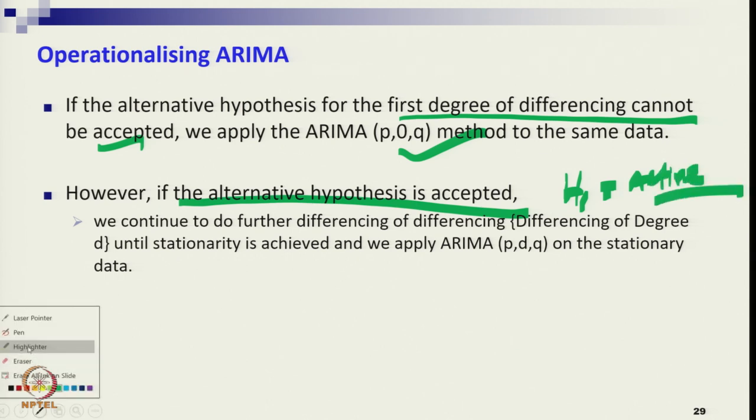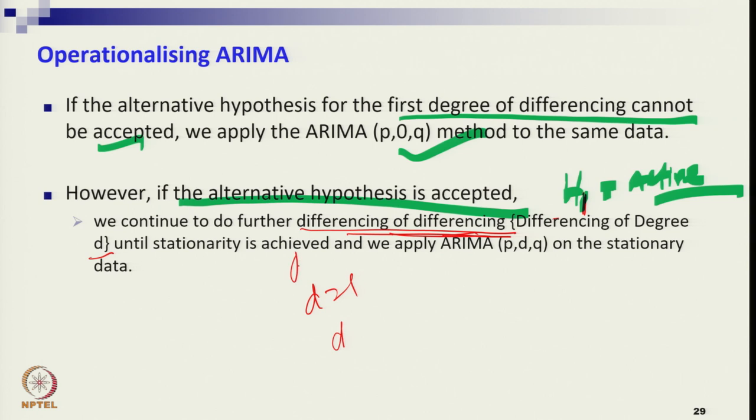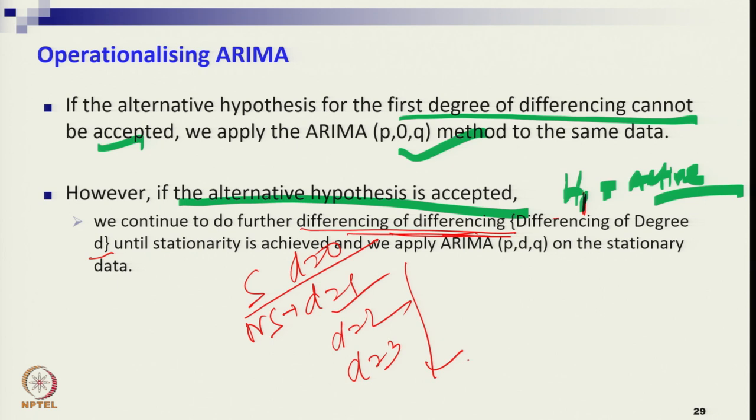In that case, what happens? If H1 is active, you need to do the differencing process. Differencing of differencing, you continue that. Differencing of the degree D. If the data are stationary, D will be 0. If data are non-stationary, then do first order differencing, then the second order differencing, third order differencing. You continue this until data become stationary.